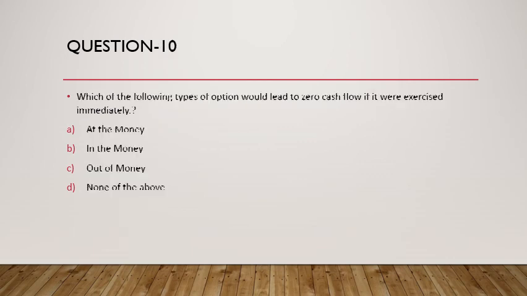Now we move on to the final question. Which of the following types of option would lead to zero cash flow if it is exercised immediately? The concept here basically is around zero cash flow. So there could be two situations here. At the money options will generate zero cash flow. Technically speaking, out of the money would also generate zero cash flow, but mathematically there could be a negative cash flow that may get created. So we will stick with the answer A here, that is at the money.